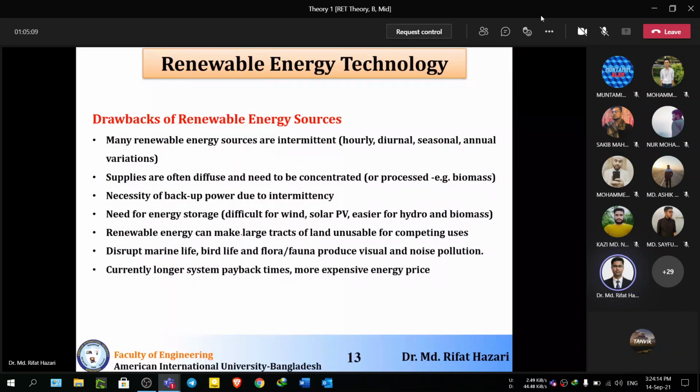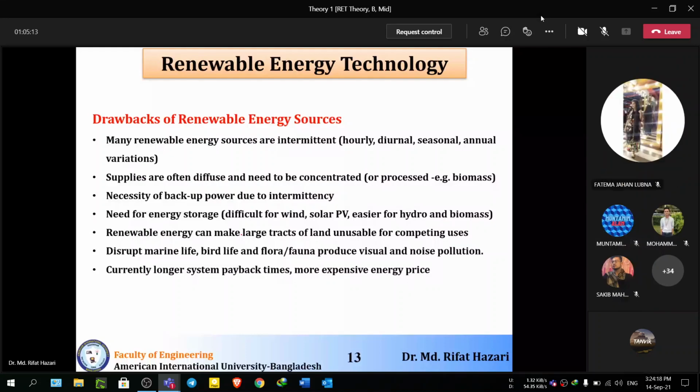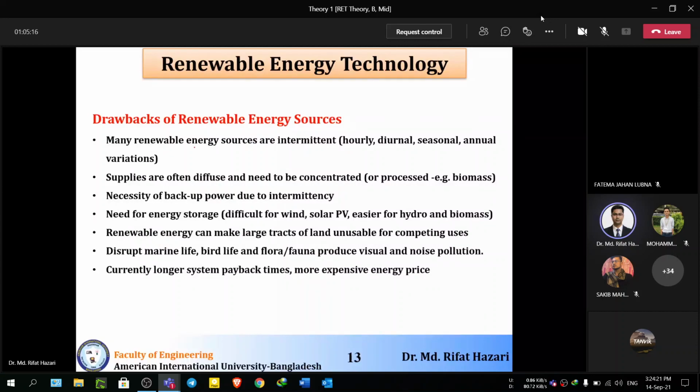Okay, let me elaborate on your explanations. Renewable energy sources are intermittent. What is the meaning of intermittent? Intermittent means maybe in the morning you are getting very little sunlight. Maybe in the afternoon it is the same scenario. Maybe in the noon period, from 12 p.m. to 3 p.m., you are getting a high amount of radiance. The wind speed is also fluctuating. So if your wind speed or sunlight is fluctuating, the output, that means the power that you are getting from that, will also be fluctuating. Okay, this is one of the disadvantages.